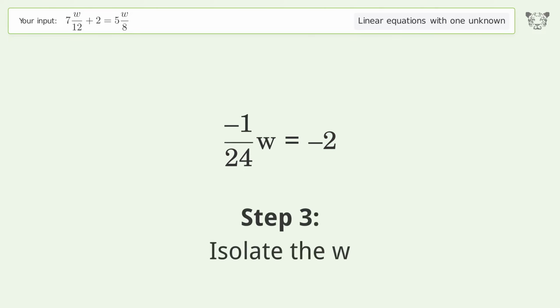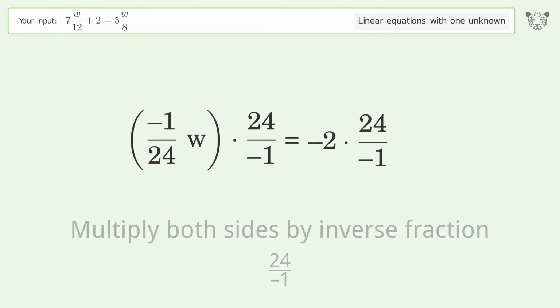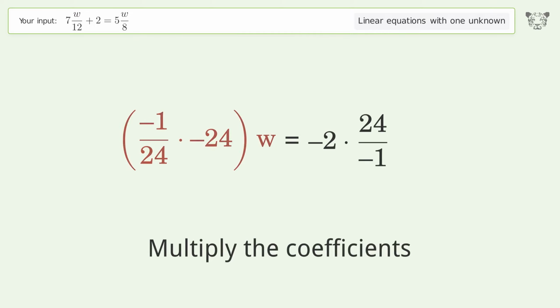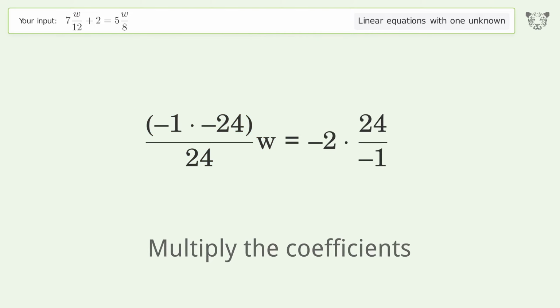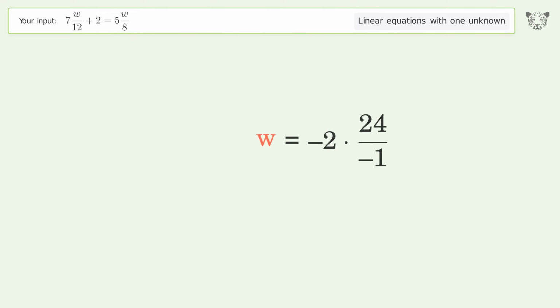Isolate the W. Multiply both sides by inverse fraction 24 over -1. Group like terms. Multiply the coefficients. Simplify the arithmetic. And so the final result is W equals 48.